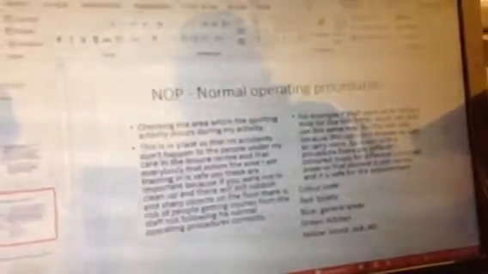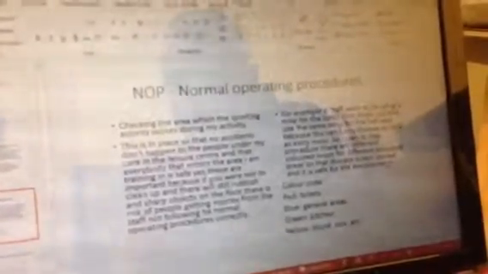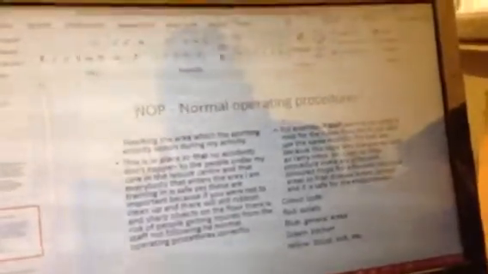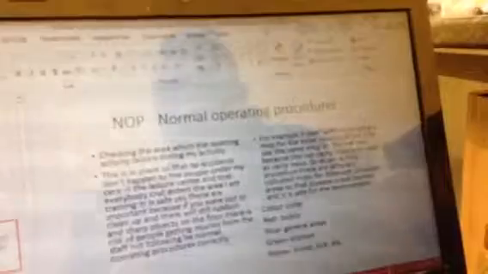So moving on to the NOP, which stands for Normal Operating Procedures. To start off with, you check the area in which the sporting activity occurs. This is in place so that no accidents happen to the people under my care in the leisure centre, and that everybody that enters the area I am training in is safe. These are important because if you were not to clean up and there was still rubbish and sharp objects on the floor, there is a risk of people getting injuries from the staff not following the normal operating procedures correctly.